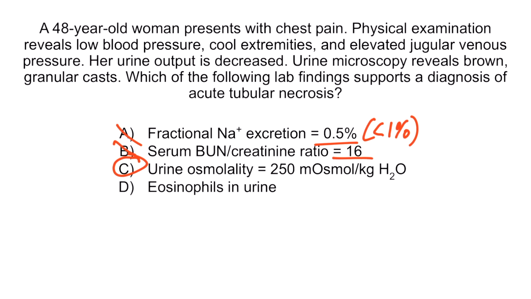It's 16, and we would expect it to be less than that because the tubules aren't reabsorbing BUN as much. And D is incorrect because eosinophils are found in the urine in acute interstitial nephritis, which is another cause of intrinsic azotemia. And that condition would likely present with fever, rash, even white blood cell casts in the urine, and the patient may have a recent history of starting a new drug. So again, C is the correct answer. And that concludes this section.